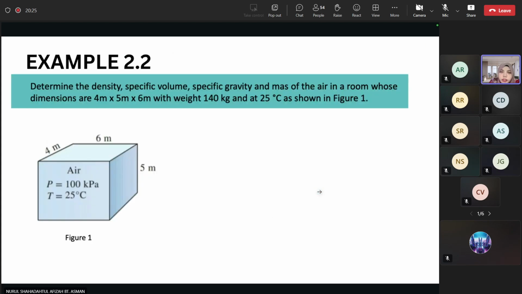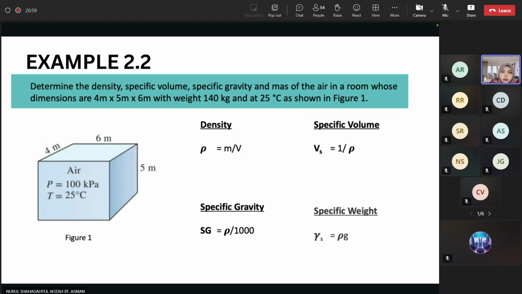So this is the next example. We're going to find the density, specific volume, specific gravity, and mass of air in a room whose dimension, this is the size, is 4 times 5 times 6 meter cube, with weight of 140 kg and at 25 degrees Celsius. We have to find all these four properties.